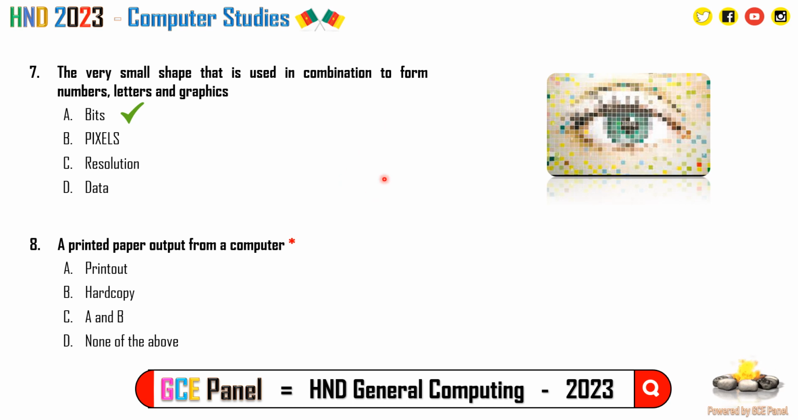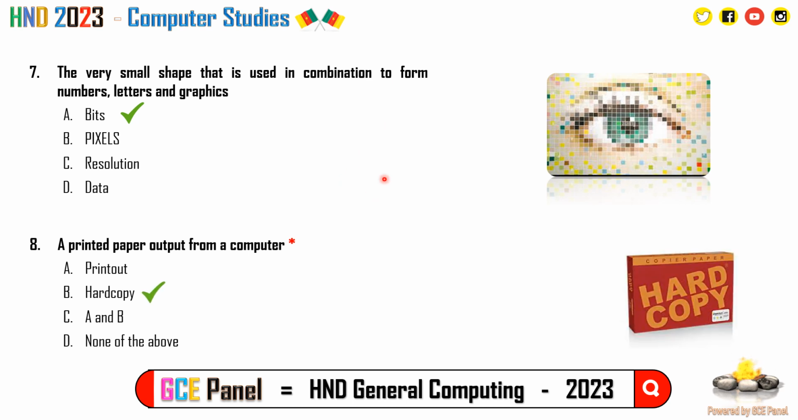Question 8. Question 8 is repeating. This is still the same as question 2, right? The printed paper output from a computer is known as hard copy. Okay, that's a hard copy.